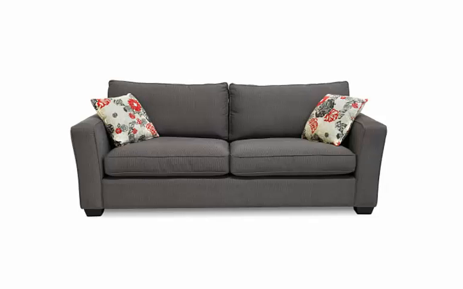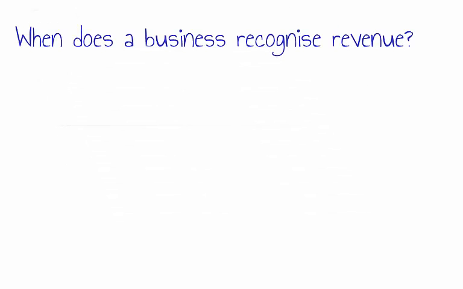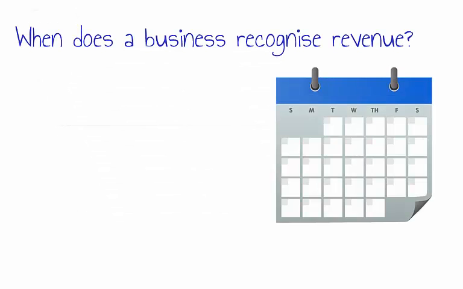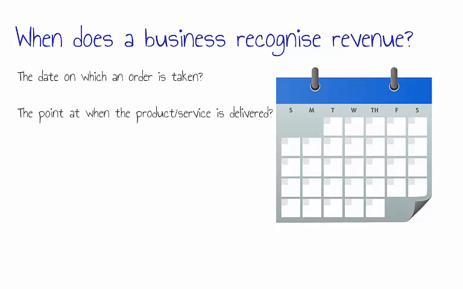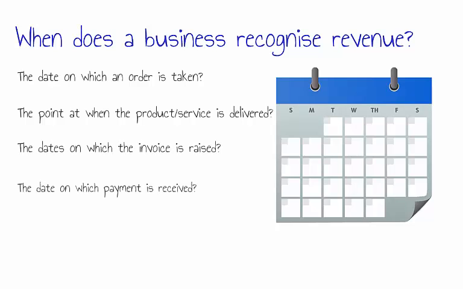Let's look at this accruals principle in a bit more detail. When do you think a business should recognise its revenue? Let's say you've ordered a sofa. When do you think the sofa company recognises the revenue on the sale of that sofa? Is it the date on which you make the order? The point at which the product or service, in this case a sofa, is delivered? The date they raise the invoice on the system? Or the date you pay over the cash?